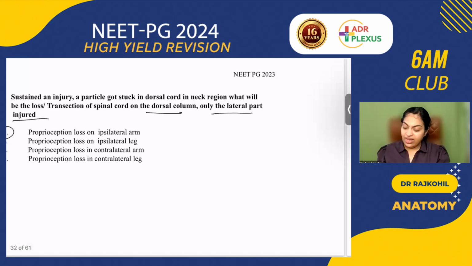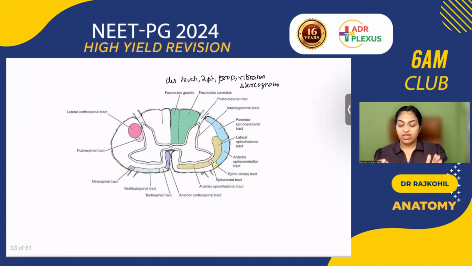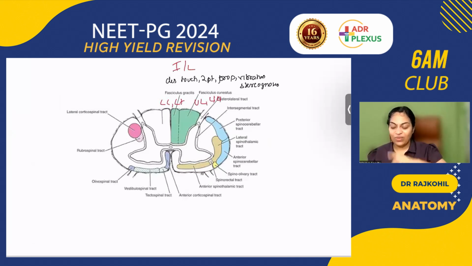Okay, so here again, I want to tell the discriminative touch, the 2-point discrimination, vibration, stereognosis from the ipsilateral, and fasciculus gracilis is from the lower limbs and the lower trunk. Fasciculus cuneatus is from the upper limb and upper trunk, right? Upper limb and the upper trunk, right?